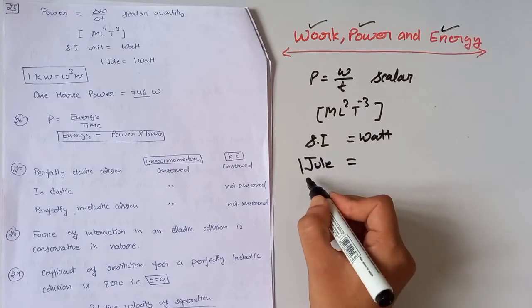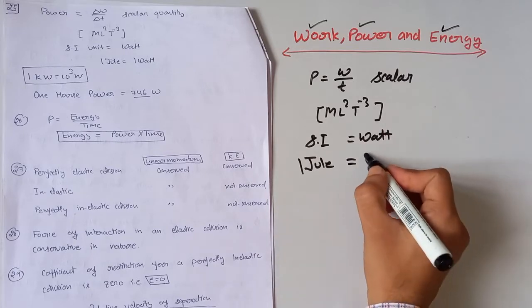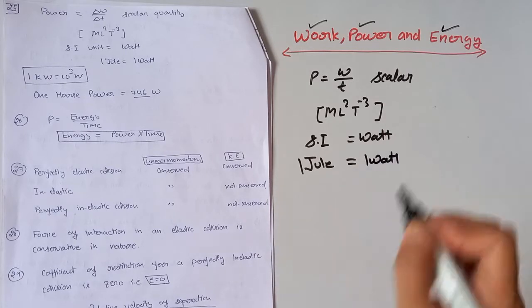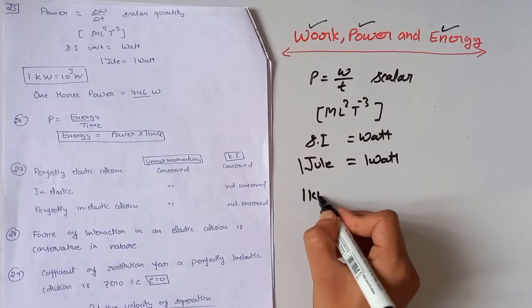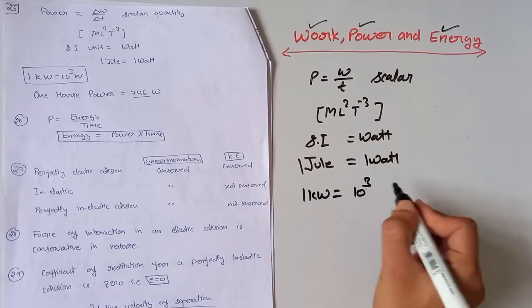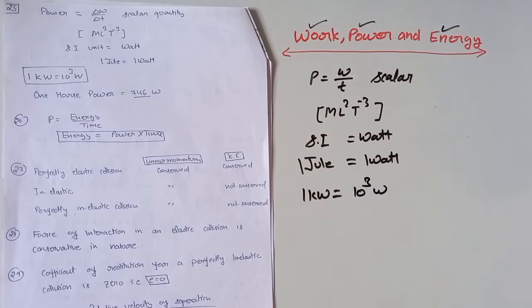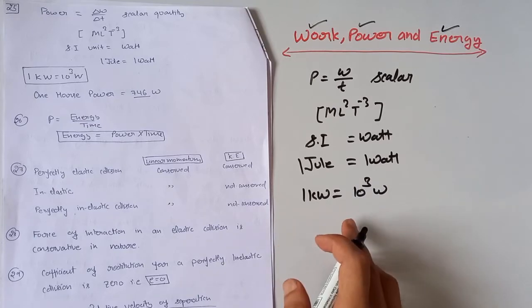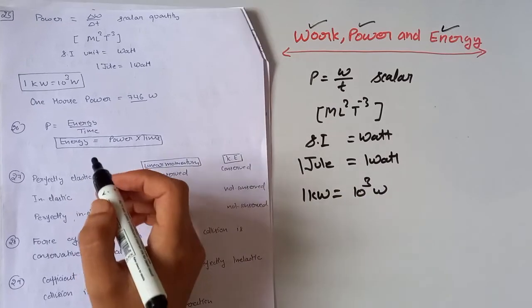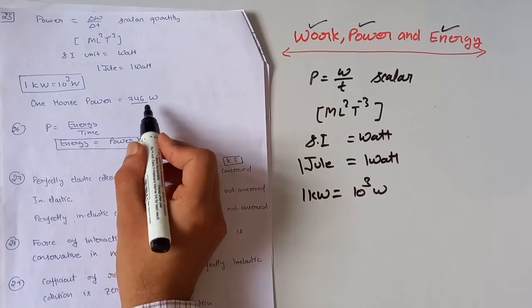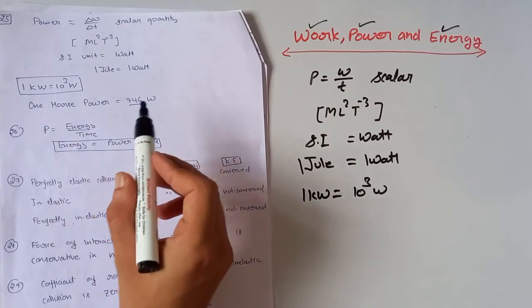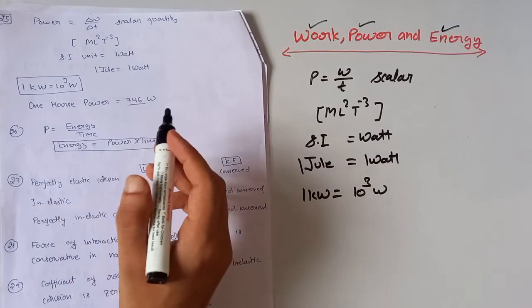Keep in mind, 1 joule per second, which is the unit of work per time, is equal to 1 watt, and 1 kilowatt is equal to 10 raised to power 3 watt. And the next key point is 1 horsepower. 1 horsepower is equal to 746 watt. Keep in mind, 1 horsepower is equal to 746 watt.